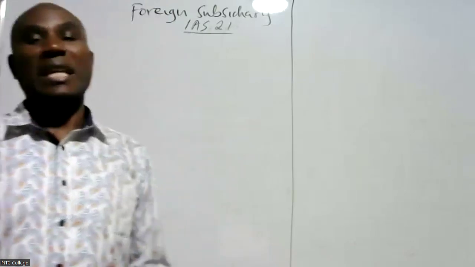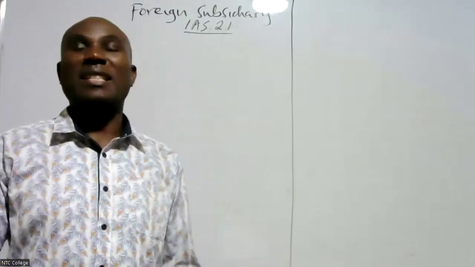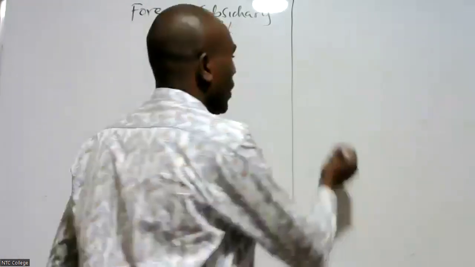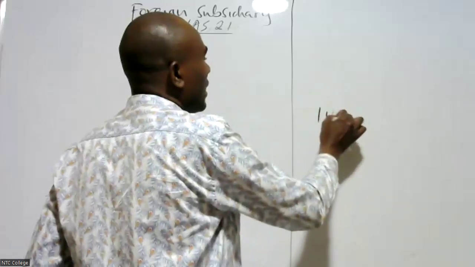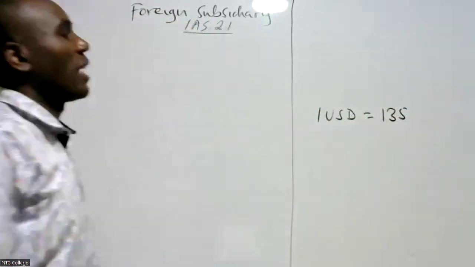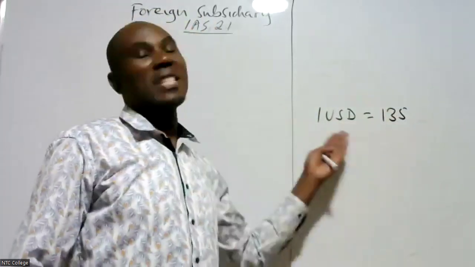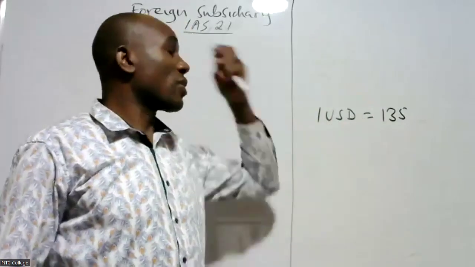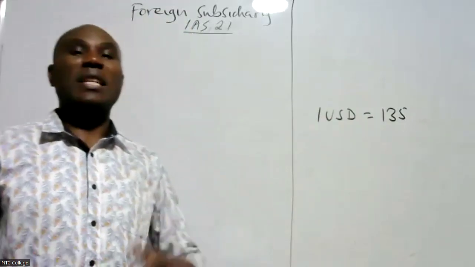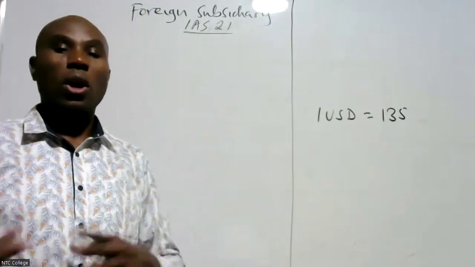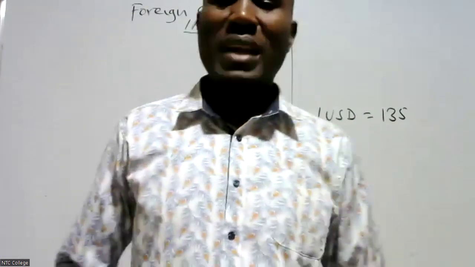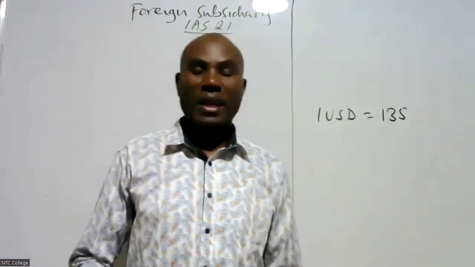Therefore, when you want to consolidate, the value of currencies is not the same. You will find that maybe, like today, one USD was trading at 135, I think 135, 134. Therefore, it means that this currency is not the same. If you want to consolidate, you are required to translate the foreign currency into local reporting currency before you consolidate. That is the only issue in a foreign subsidiary.